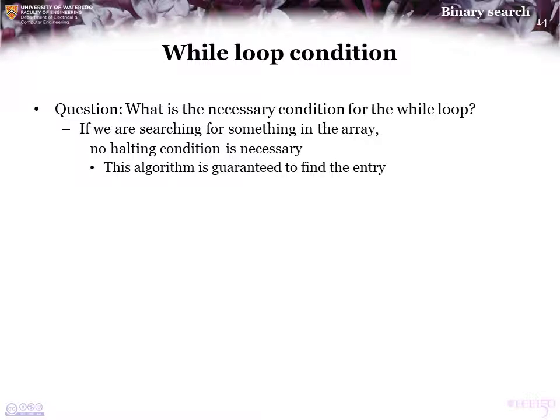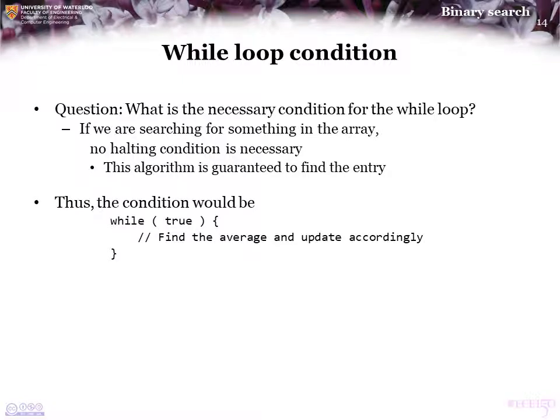Why is that true? Well, it's true for the exact same reason that if your friend asks you to guess a number from 0 to 99 and you use the algorithm as we described, you're guaranteed to find that number. So, if we are searching for something that's guaranteed to be in the array, we could just have the condition while true.